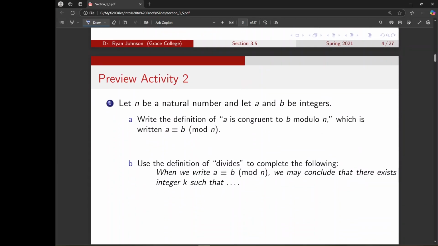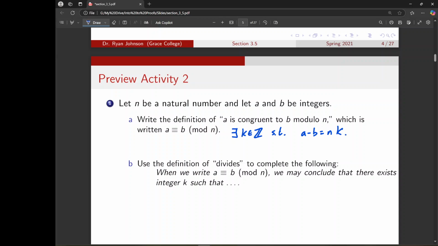Okay. Now preview activity 2 says let n be a natural number, let a and b be integers. Write the definition of a is congruent to b modulo n, which is written a congruent to b mod n. So that definition is that, if you combine both unpackings of definitions, you would get there exists an integer k such that a minus b equals nk.